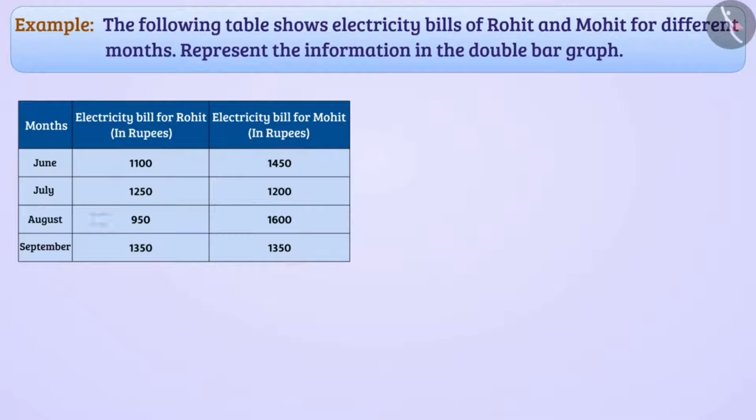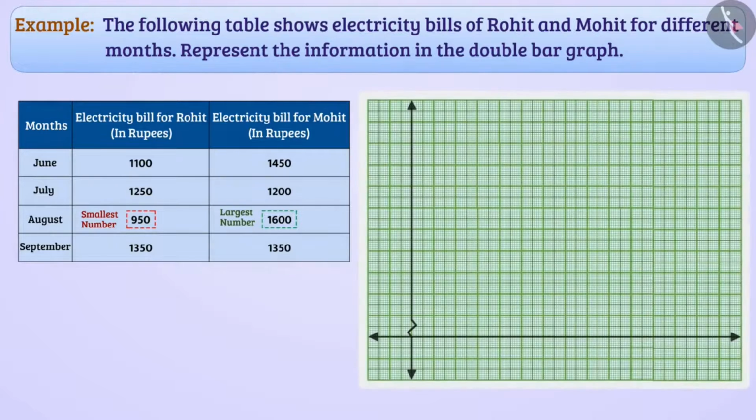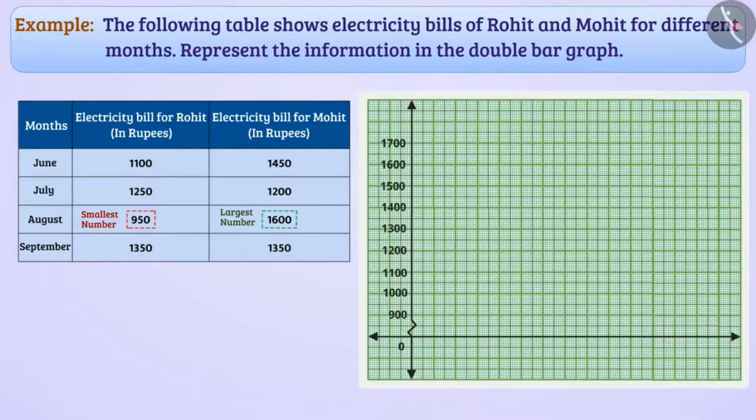Let me tell you, the smallest number here is 950 and the largest number here is 1600. So here we do not have to start from 0, but we can take numbers from 900 to 1700. We will draw a zigzag line to show that we are not showing numbers from 0 to 900. It will be easy to use this scale as there is no number from 0 to 900. We can take 1 unit is equal to 100 rupees as scale. Similarly, we can also take this scale as 1 unit is equal to 200 rupees.